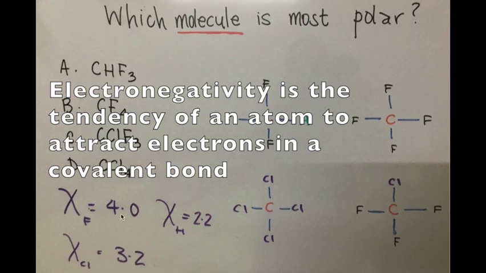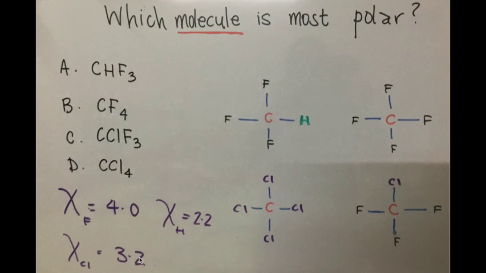Also, the student doesn't have access to the full data booklet in the multiple choice exam. But you are expected to know that fluorine is the most electronegative element, chlorine is close behind, and hydrogen is a long distance away. So once you've drawn these structures and you're aware of these electronegativities, then you are well on the way to solving the answer.